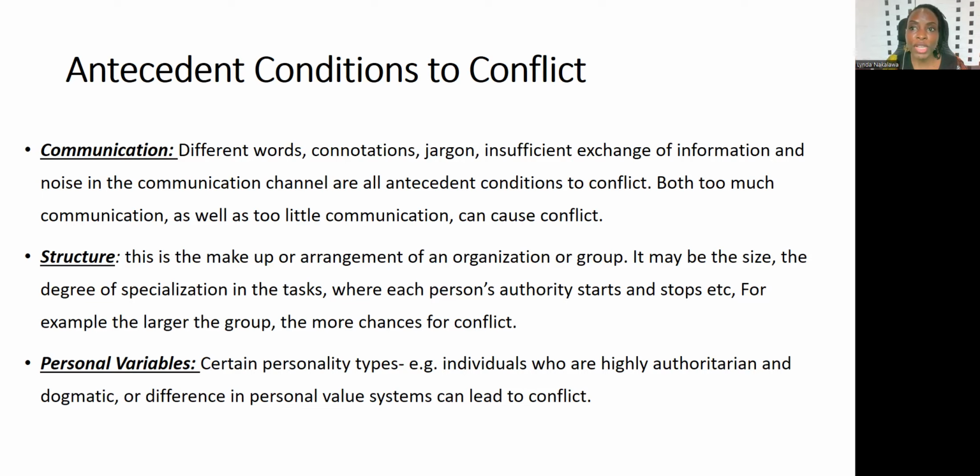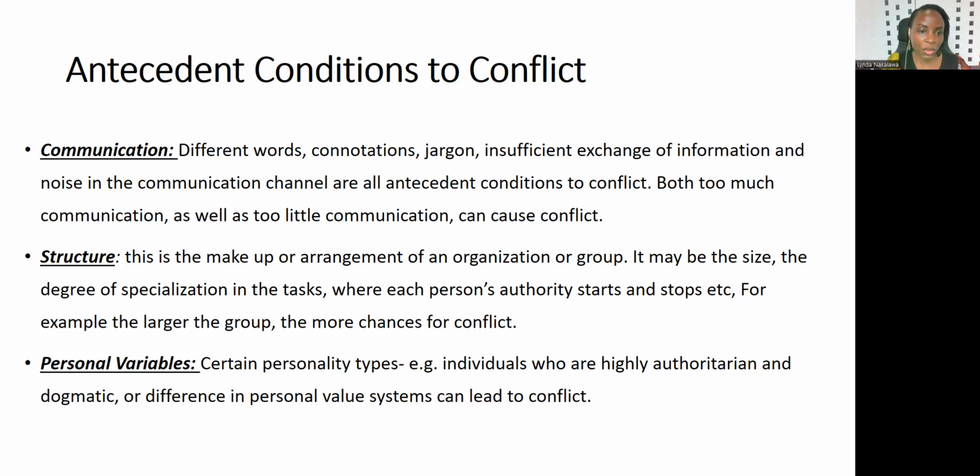But if someone is communicating too much, I don't know if you have heard about micromanagers. They pinpoint each and every step that you take. You might get frustrated and irritated, and conflict might arise. Or if there is too little communication, again, that can cause conflict. So that is it about communication as an antecedent condition to conflict. Remember, antecedent conditions mean things that are in place that might lead to conflict.